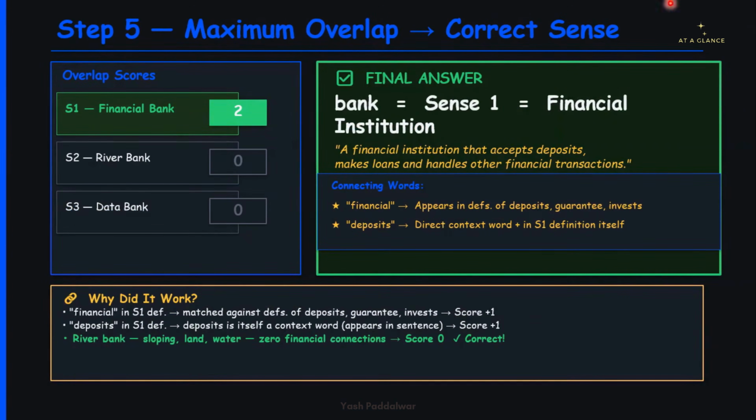Now step 5 is just to get the maximum overlap, which is your correct sense. We have the score 2 for the financial bank, sense 1, which is the final sense of that particular word in the sentence. It was ambiguous before, but now it is clear in what sense it was used. So I hope this entire numerical is clear to you all.